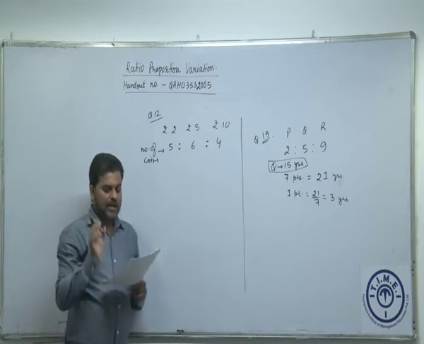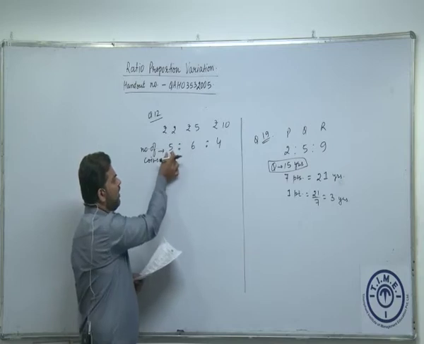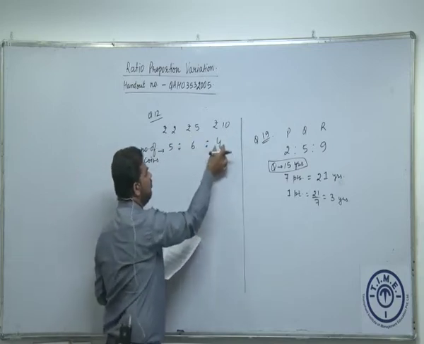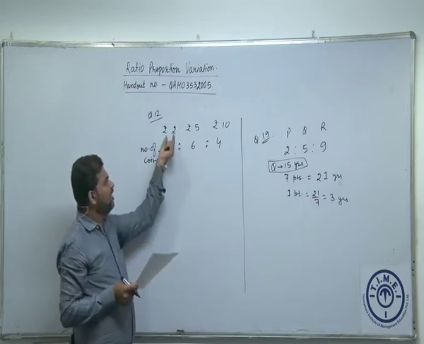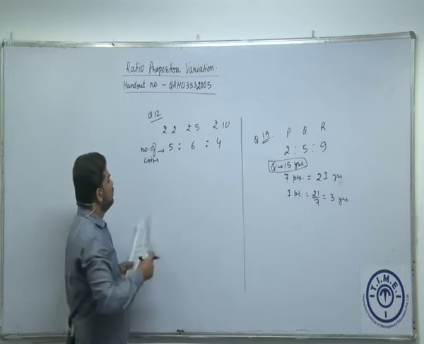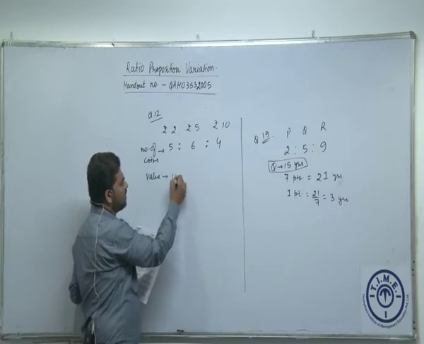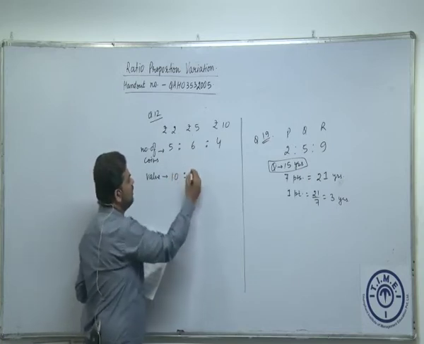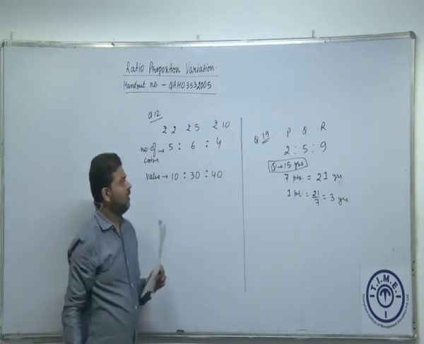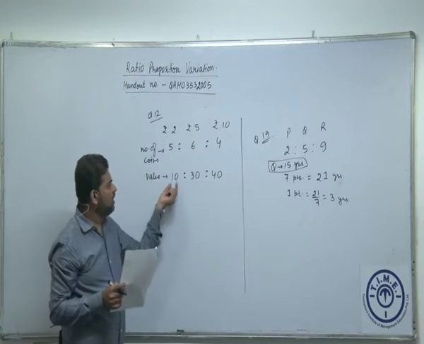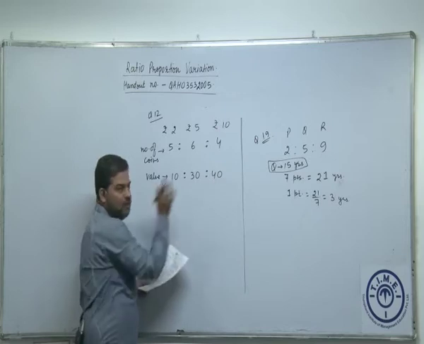Can I say the value of these coins will be in the ratio 2:5, 5:6 and 10:4? Why? Because the number of coins has to be multiplied with the value of each coin. So can I say that the value of these coins must be in the ratio 2 times 5, which is 10, 5 times 6, which is 30, and 10 times 4, which is 40. So the value will be in the ratio 10:30:40. These are my ratio points for the value.